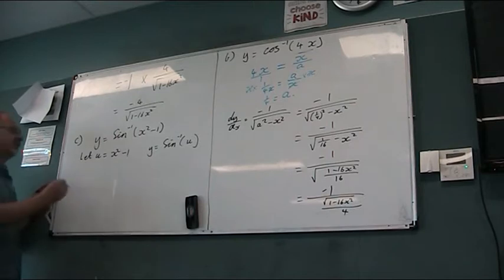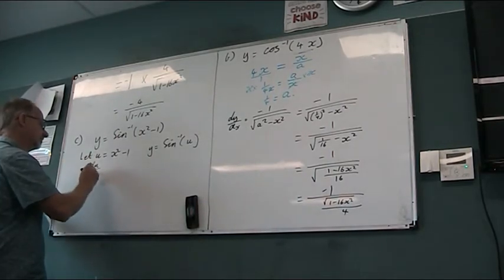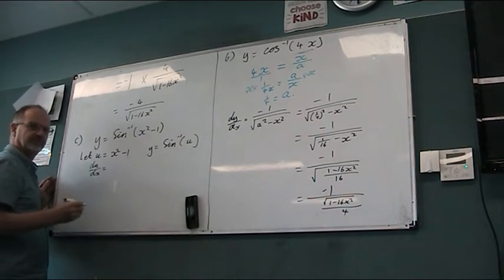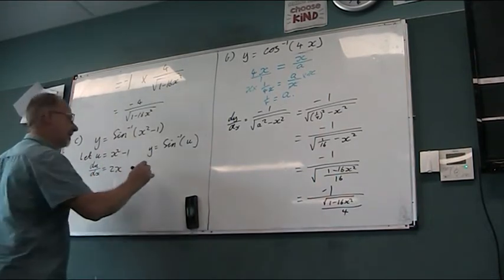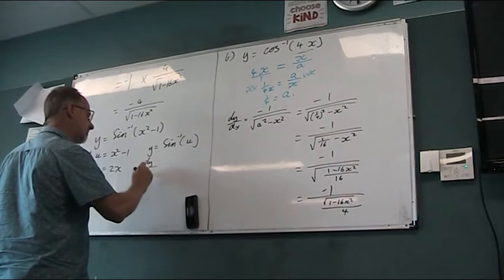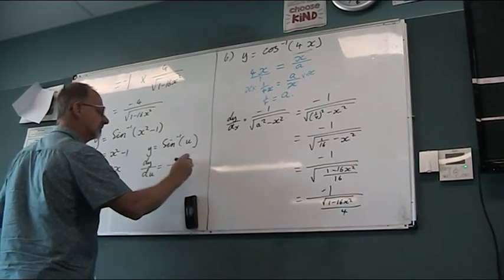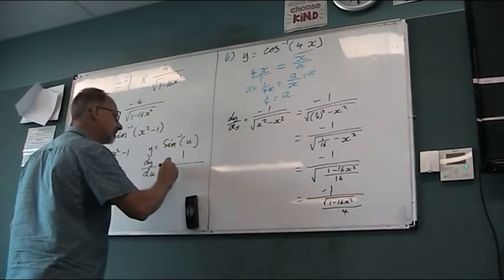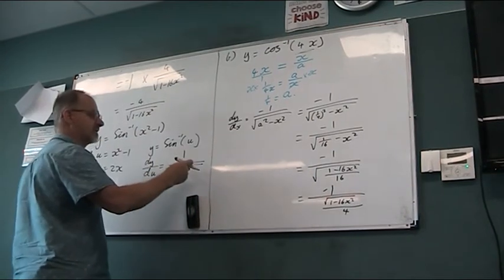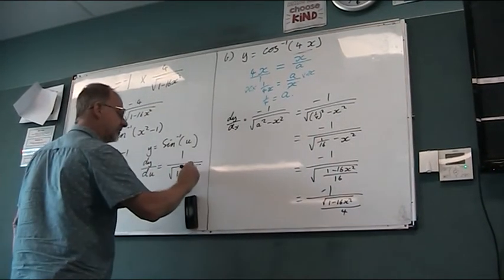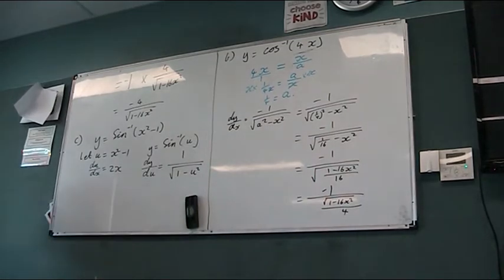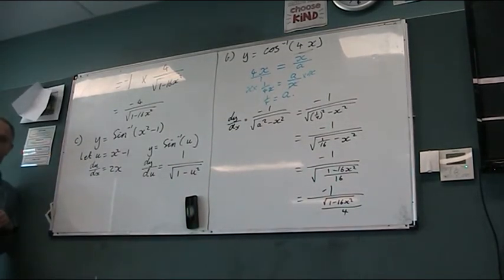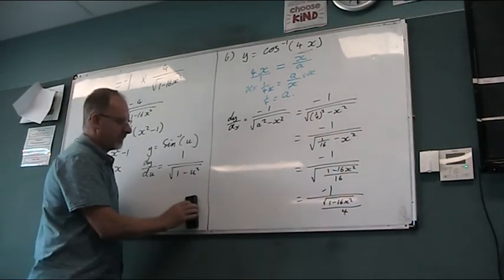Now, if we differentiate u with respect to x, what do we get? And if we differentiate y with respect to u, we get, the pattern is 1 over the square root of 1 minus x squared, but instead of x we've got u, so it's u squared. So far, so good. So now we're going to use the chain rule to put that together.